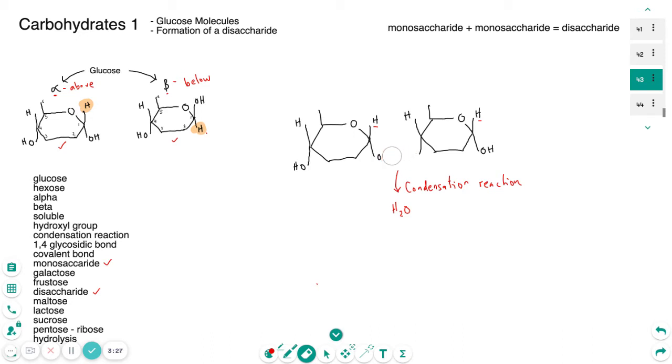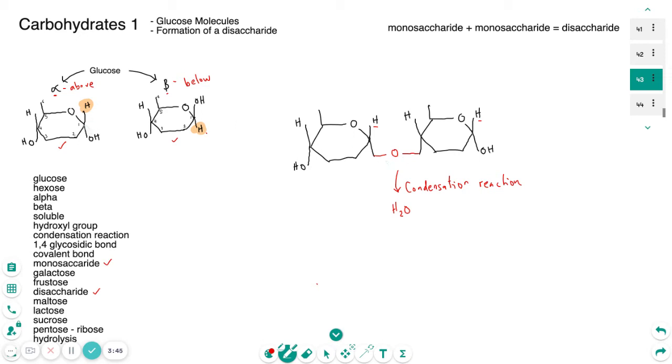When that happens, because these bits have gone away to form water, we're just left with this oxygen here. I'll draw that in red. You can see the oxygen gets left behind. We can call this an oxygen bridge. This is a covalent bond, which is holding both these monosaccharides together.